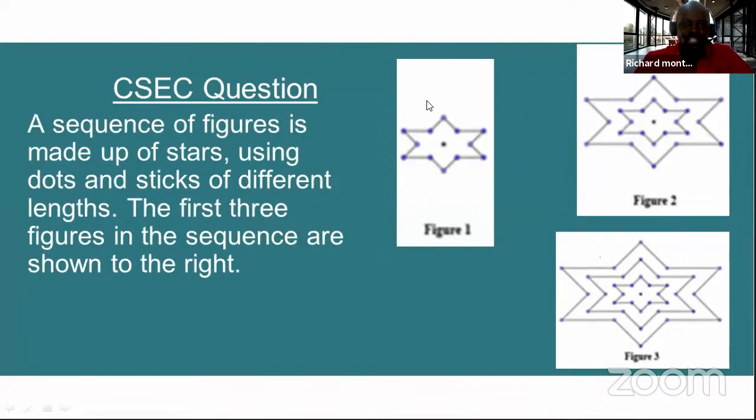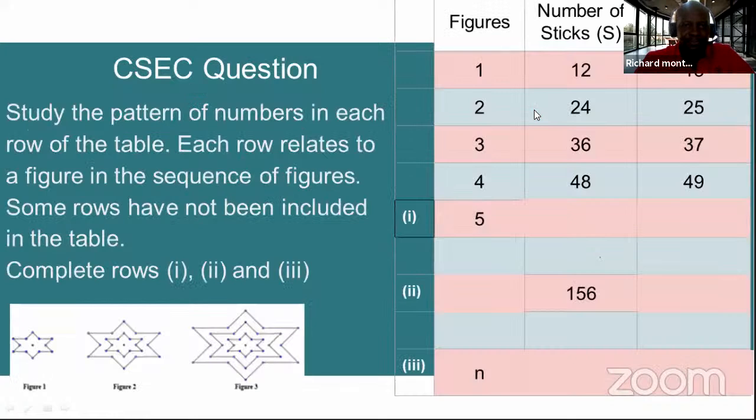All right. So since we have already counted our number of dots and our sticks, this is how the question looks. A lot of persons didn't count the dot in the center. So it's important for us to recognize and use our investigative skills. It says, study the pattern of numbers in each row of the table. Each row relates to a figure in the sequence of figures. Now, some rows have not been included, and you, as the detective, are asked to complete rows 1, 2, and 3. So you have been doing that.